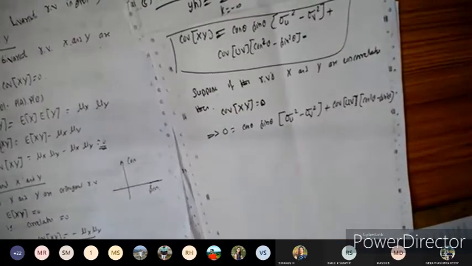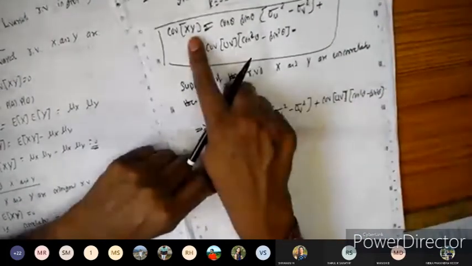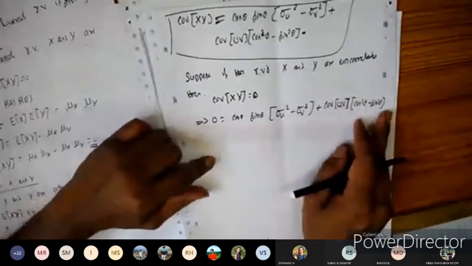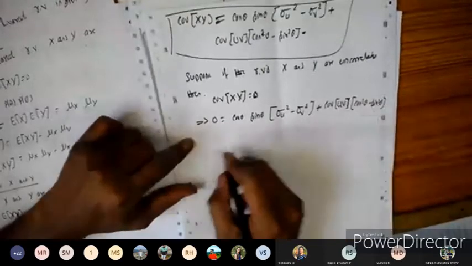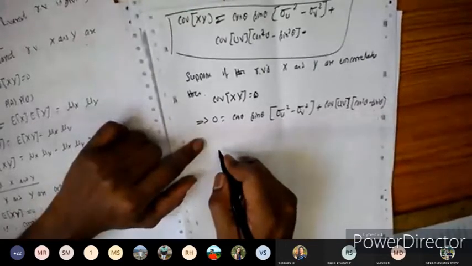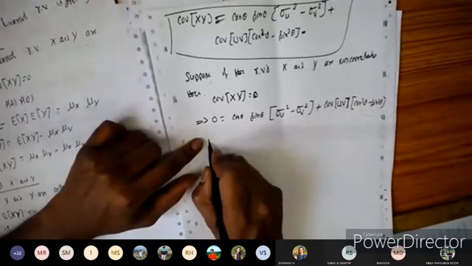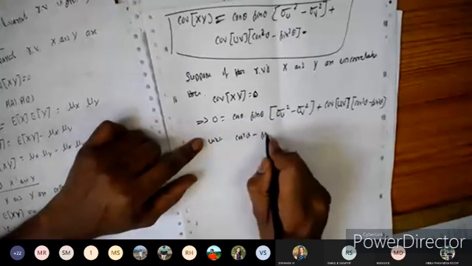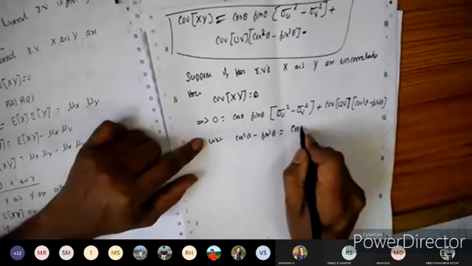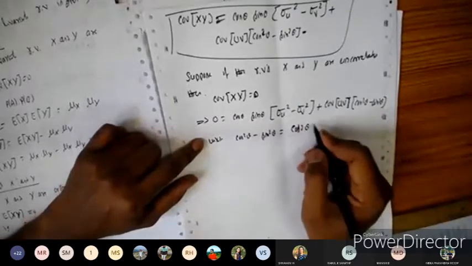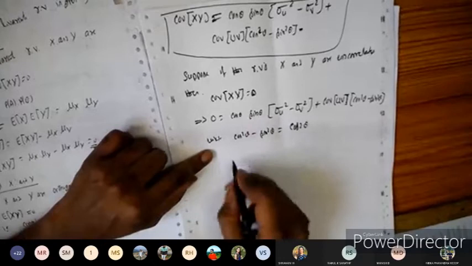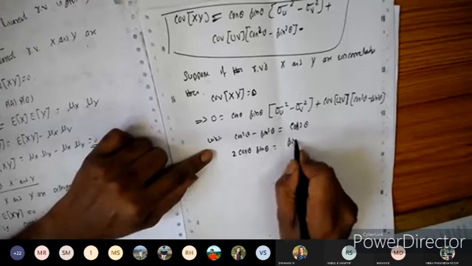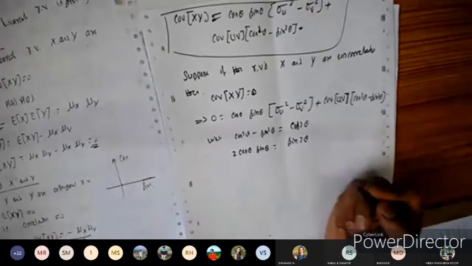Okay, and so we equated the covariance to 0. Now we have cos square theta minus sin square theta. From the trigonometric formulas, we know that cos square theta minus sin square theta is cos 2 theta. Similarly, 2 cos theta into sin theta is sin 2 theta.